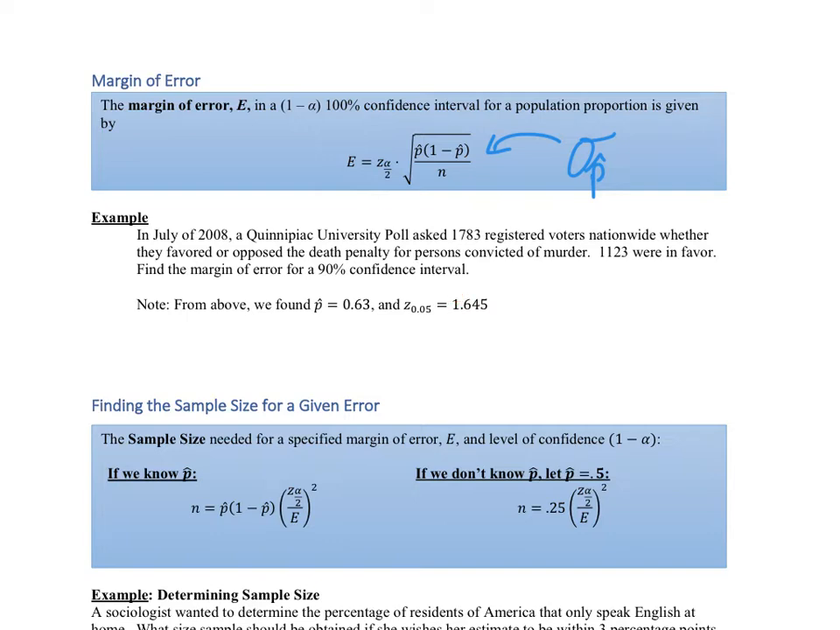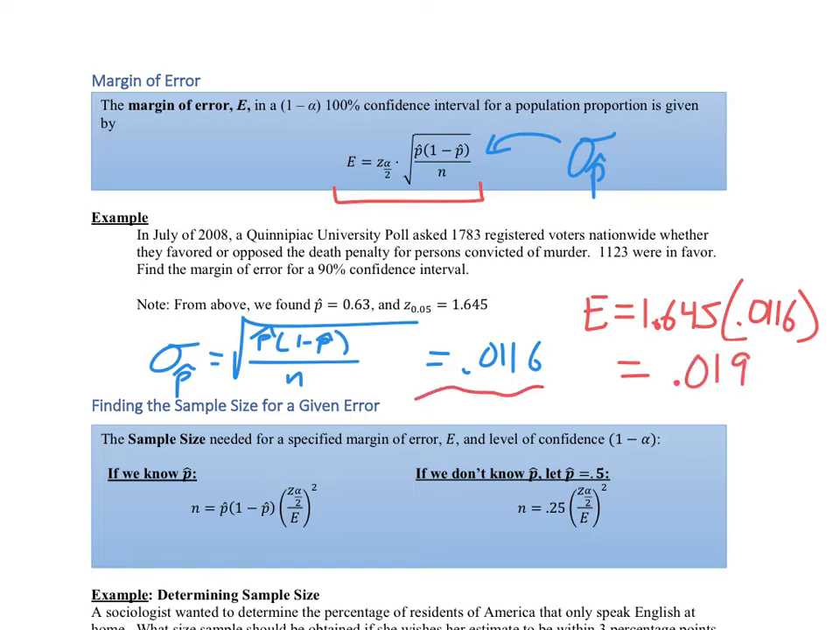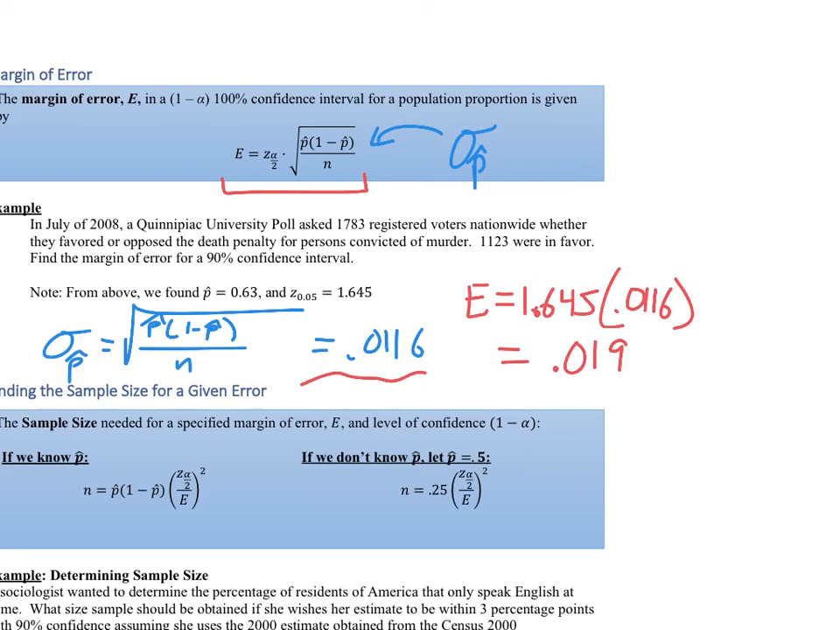Well, the error is just what we added and subtracted. So we have a p hat of 0.63. We know that the z value was 1.645. And we also found out that the standard deviation, which is the square root of p hat times 1 minus p hat, all over n, was 0.0116. So our error was just what we added and subtracted. So the margin of error was our z value, 1.645 times that standard deviation. And that's what this formula up here is saying. That's z value times the standard deviation. We just kind of did it in two parts. It's helpful since we already did this. And that gives us 0.019, or about 0.02.